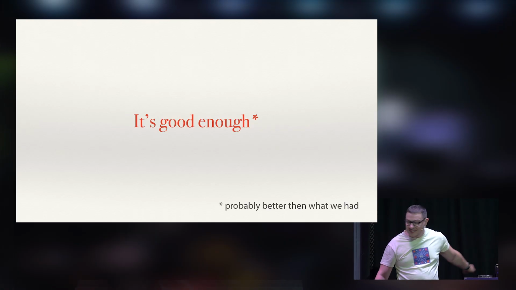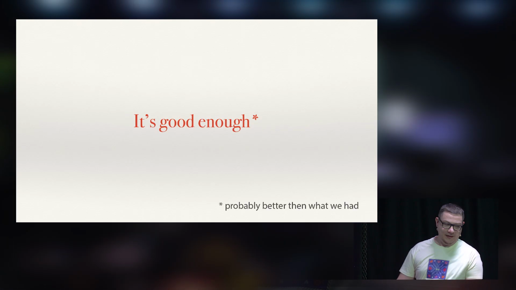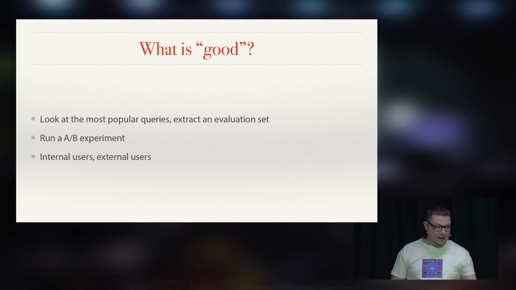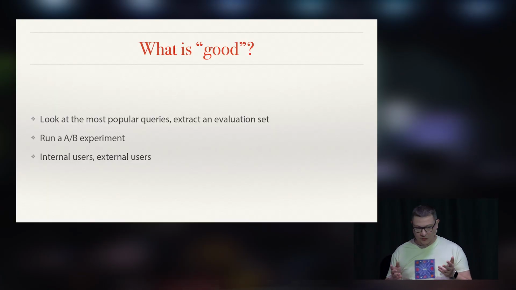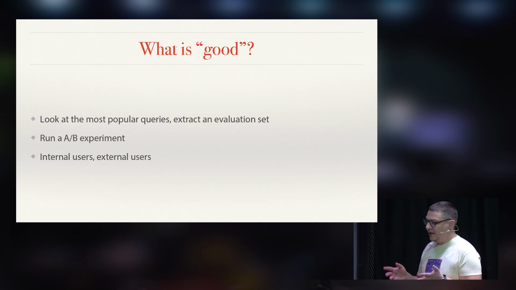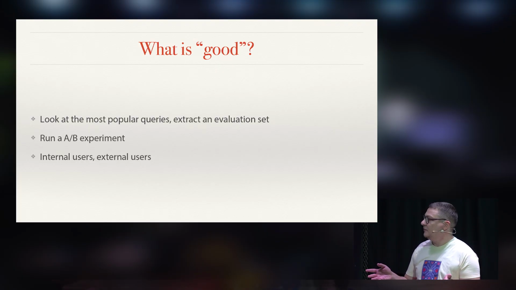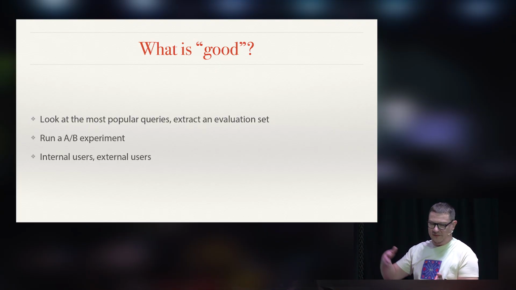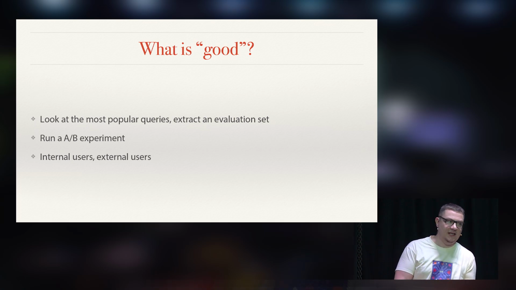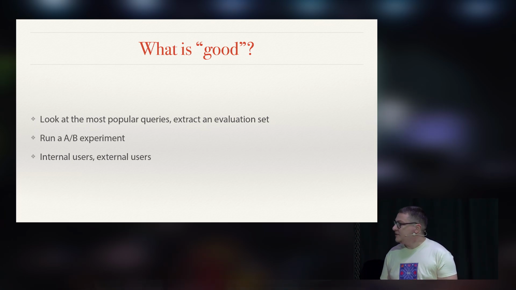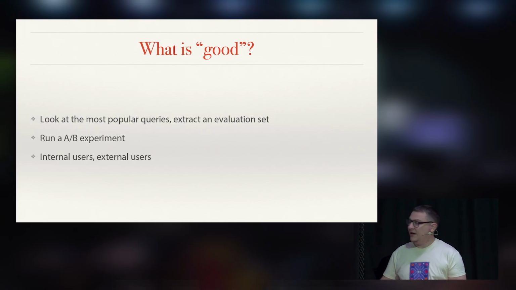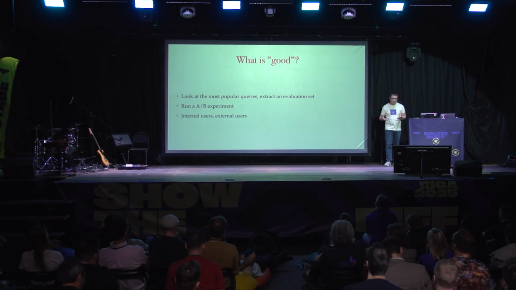It's good enough. It's at least better than what we previously had. I hope so. If we want to also define good, we have to have a common metric. So the most common way to do it is having an evaluation set. You can basically extract the search queries from the previous users. And then if you have those, you can check with an A/B experiment if they convert better or not.